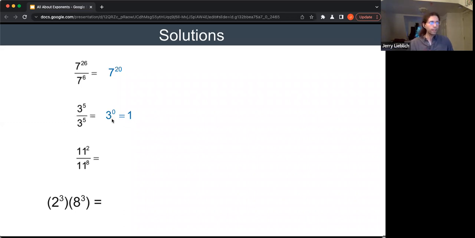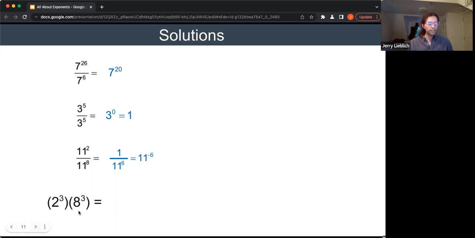As we saw before, anything to the 0 power is 1. This maybe kind of shows us why, right? These are all going to cancel out. Here we've got division, same base, so we subtract. 2 minus 8 gives us -6, which we could write either way.